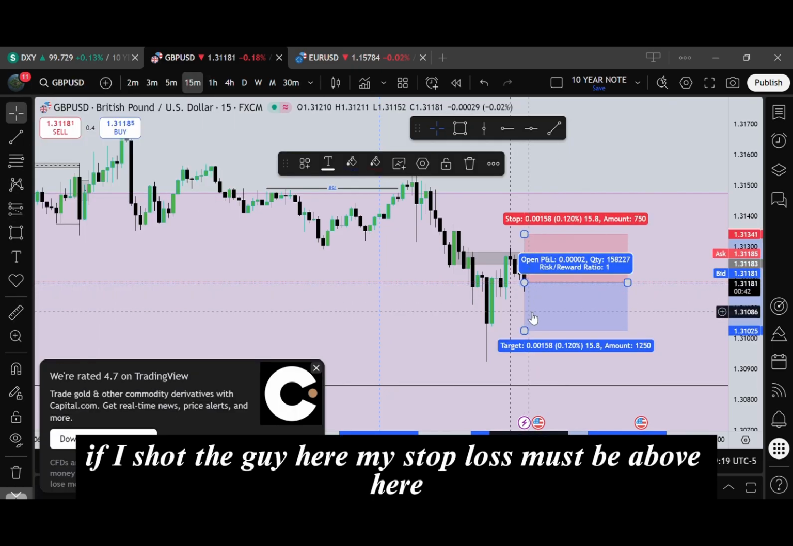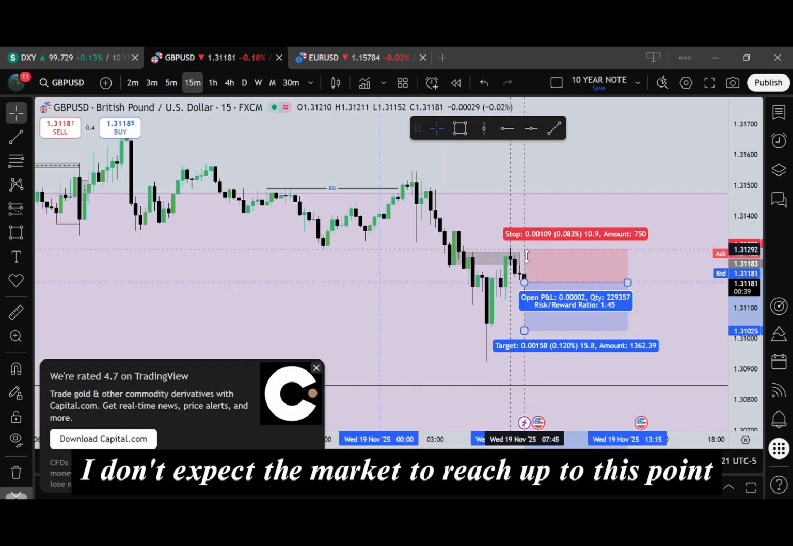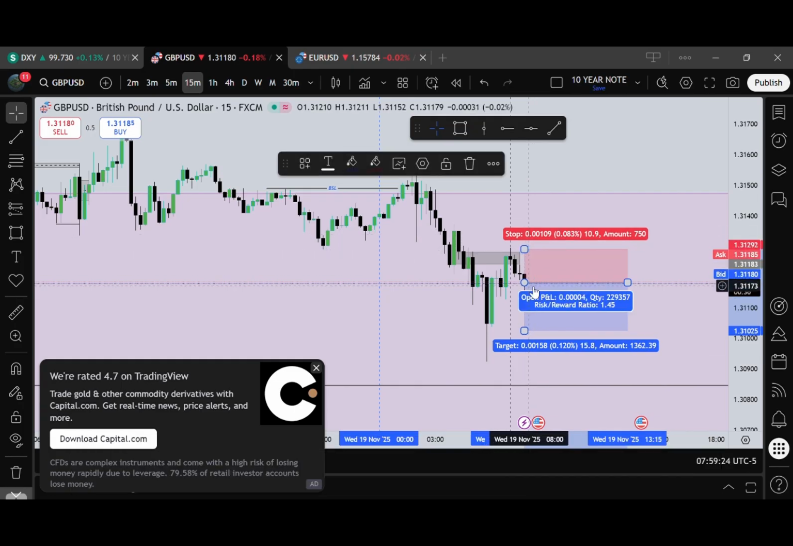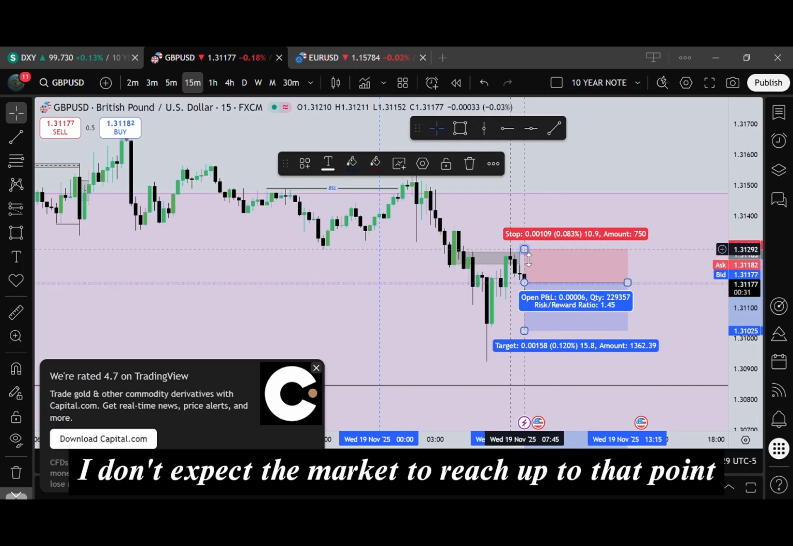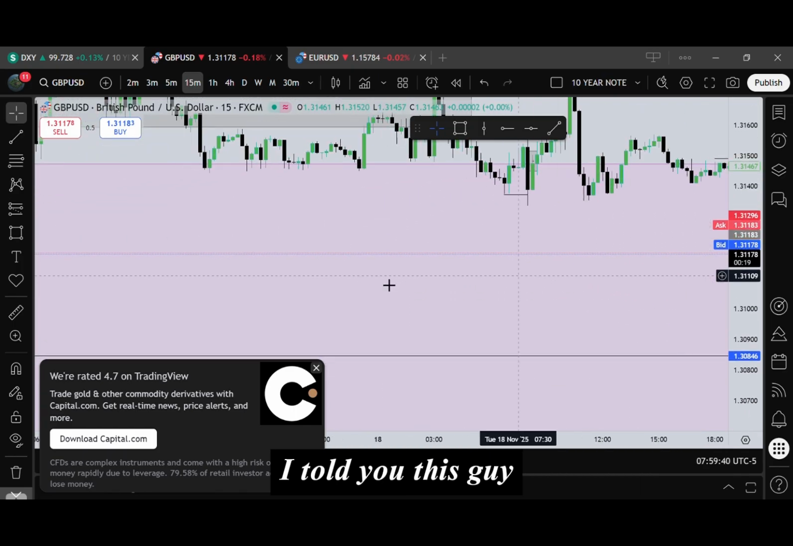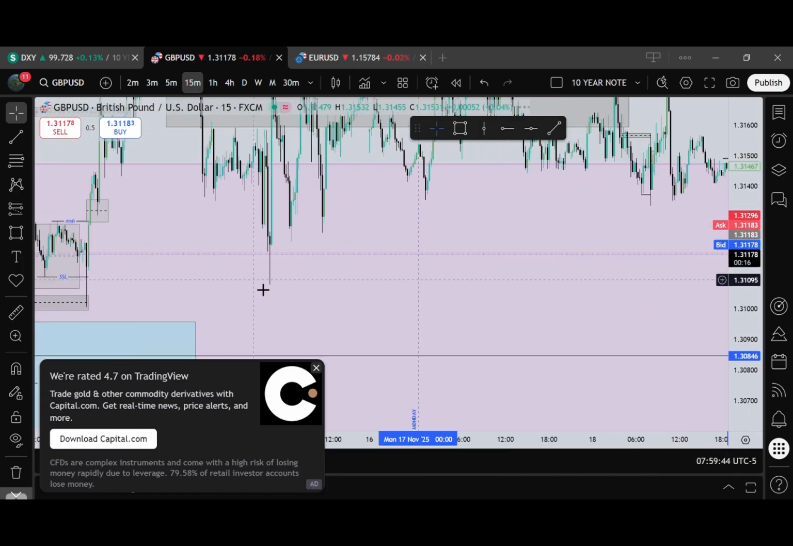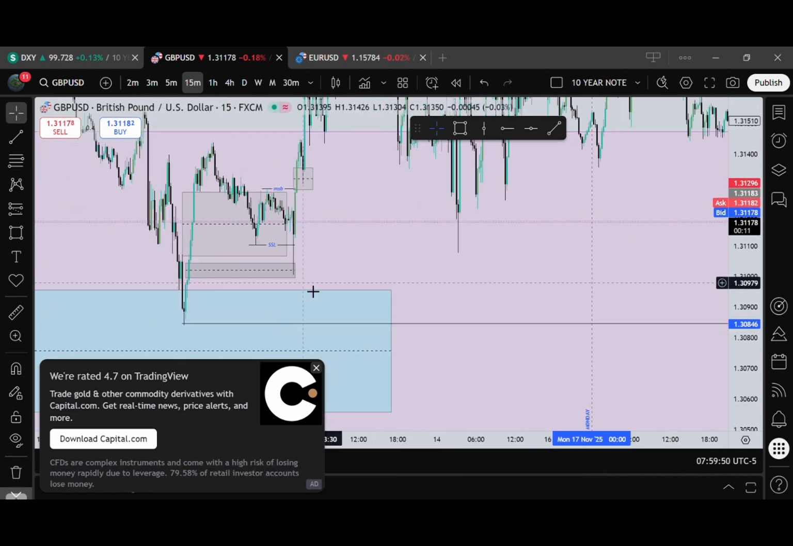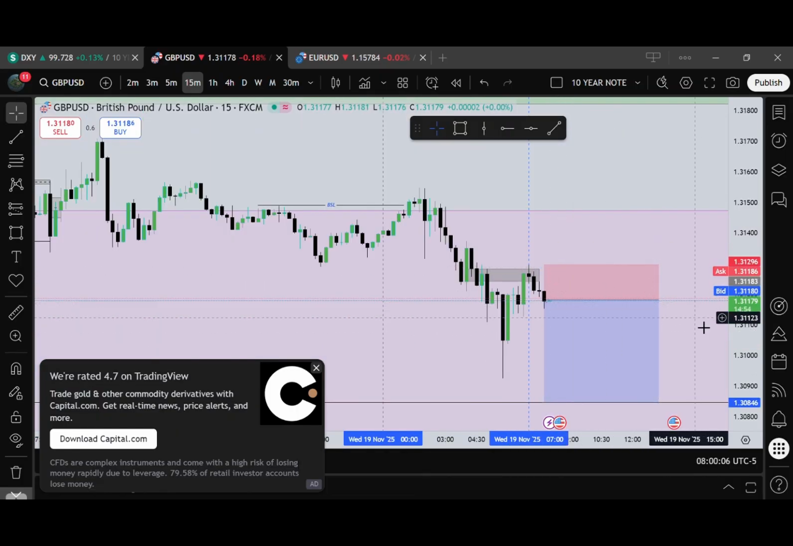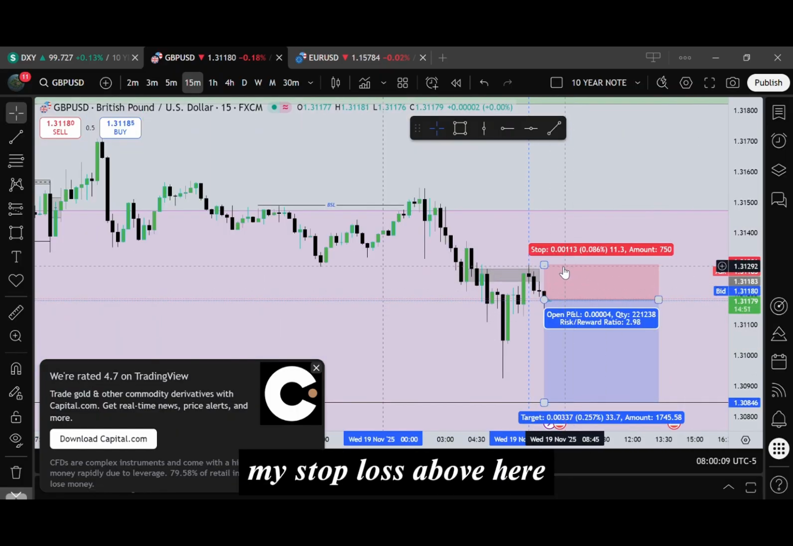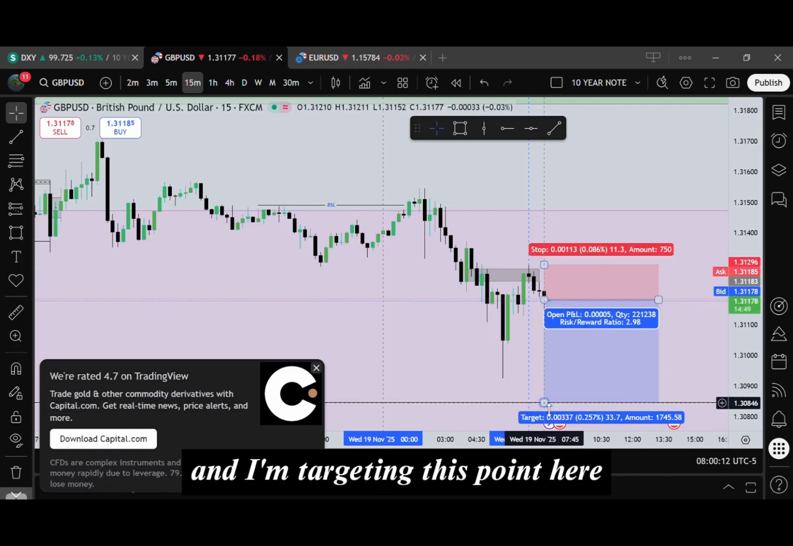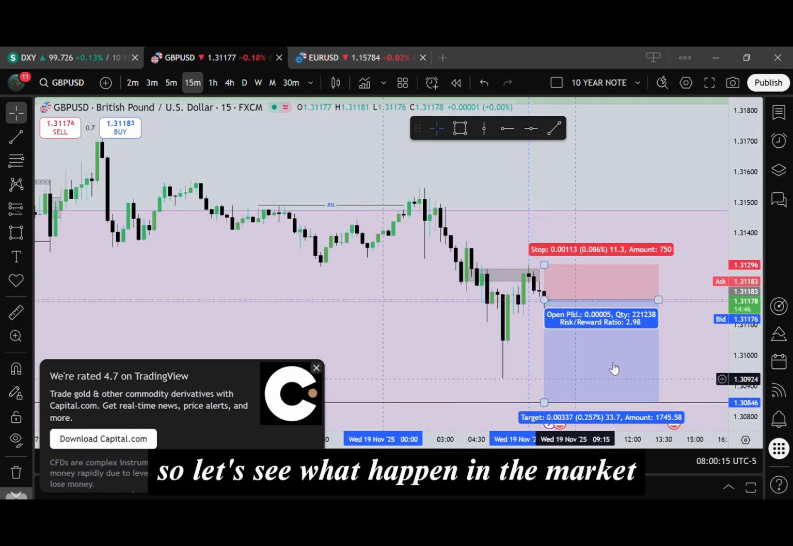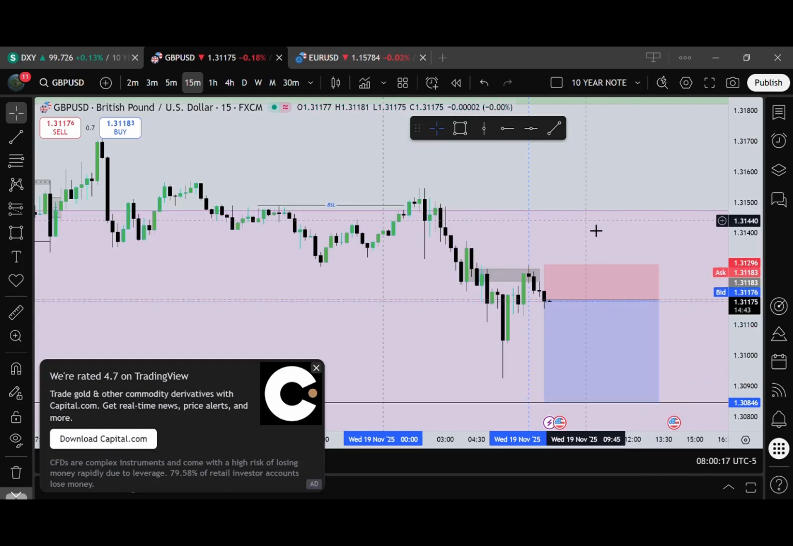If I short the guy here, my stop loss must be above here. I don't expect the market to reach up to this point. I'm risking 10 pips. Let's enter from here. It should be above here. I don't expect the market to reach out to that point. I told you this guy has already been taken out. Then the next target is what? This guy. This is our next target. So I'm in, guys. I'm in already. My stop loss is above here, and I'm targeting this point here. So let's see what happens in the market.